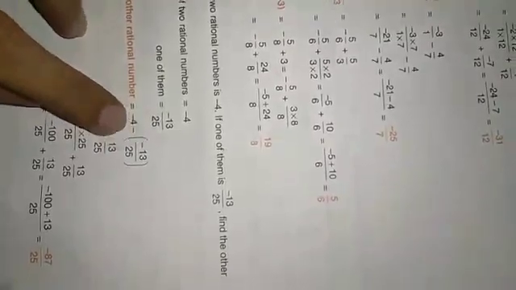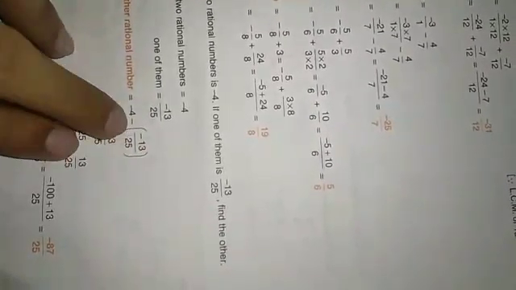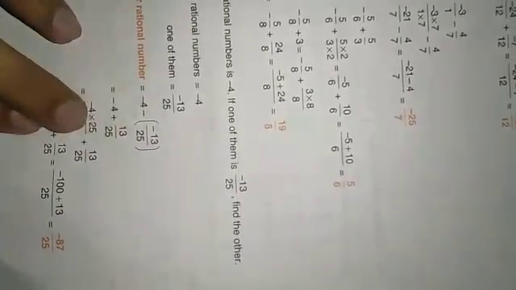So minus 4 minus of minus 13 by 25. So minus of minus 13 by 25 means plus 13 by 25 ultimately, is it not? So minus 4 plus 13 by 25. So here minus 4 is equal to minus 4 by 1, we know that. So the LCM of 1 and 25 is 25. So we need to multiply the denominator 1 by 25. So 1 into 25, and the numerator is minus 4.